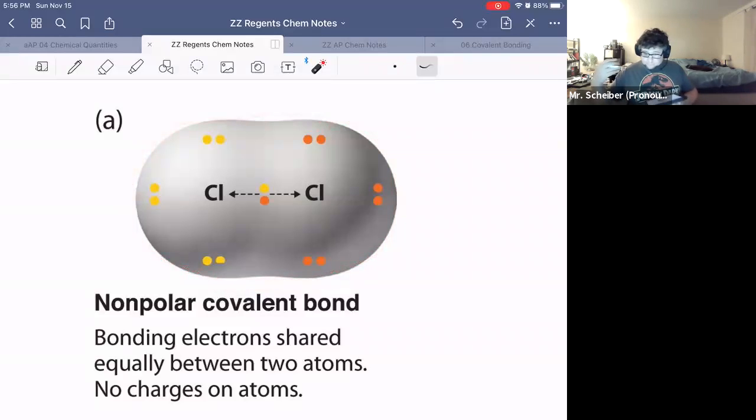Okay? So polar and non-polar bonds. Please don't confuse the idea of a polar covalent bond with an ionic bond. Remember that ionic bonds are also polar.